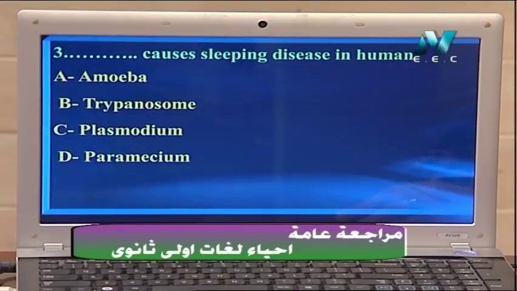Third question. Causes sleeping disease in the human. We have 4 choices: amoeba, trypanosoma, plasmodium, and paramecium. Which one causes sleeping disease? Of course, trypanosoma. Trypanosoma here causes sleeping disease, but plasmodium causes malaria disease. Amoeba and paramecium have no disease.